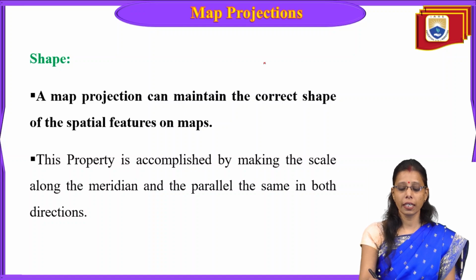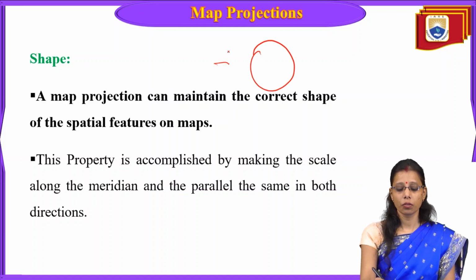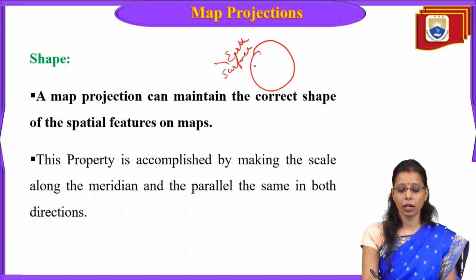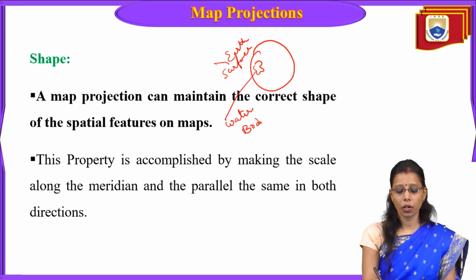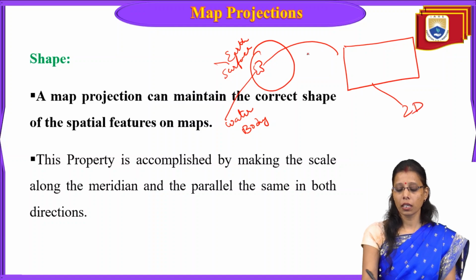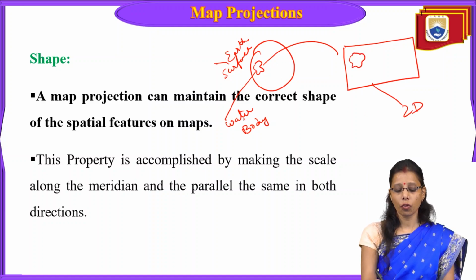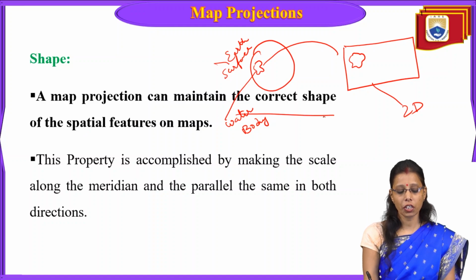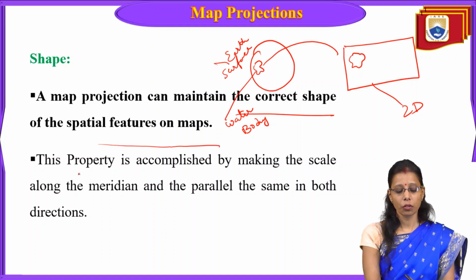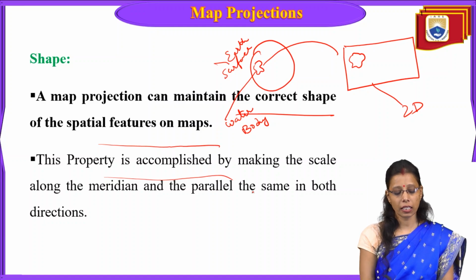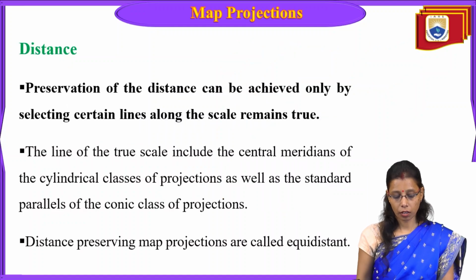So shape is about converting, for example, here is your Earth surface. On the Earth surface, for example, you have a water body here. This water body's shape should be maintained while transferring to 2D; the same shape should be maintained like this. So while transformation, the correct shape of the spatial features on the map is kept. This property is accomplished by making the scale along the meridian and the parallel the same in both directions. Right. Next is distance.